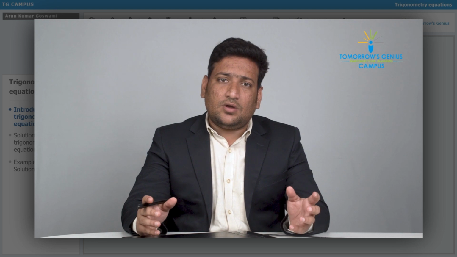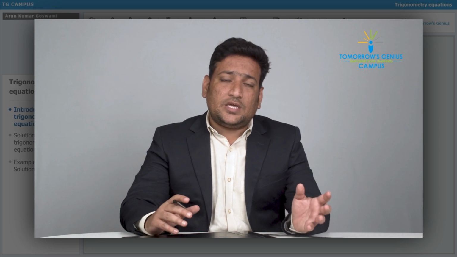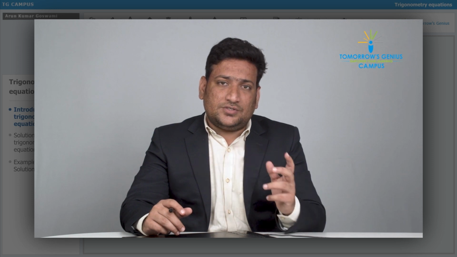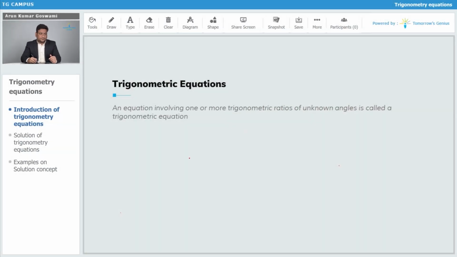Similarly we have something basically in trigonometric equations. Trigonometric equations means we are dealing with the trigonometric functions. Okay, so whenever we are writing sin x is equal to 1 by 2 or sin square x plus sin x equal to something, basically we are dealing with the trigonometric equations.